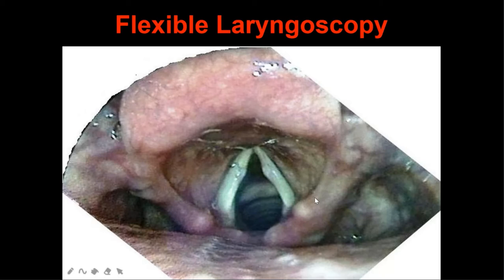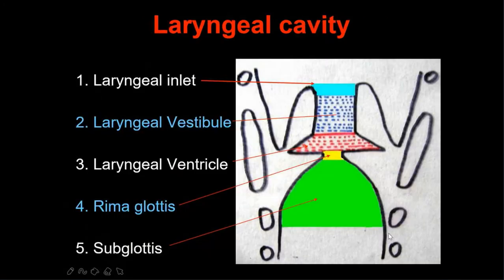So these are the aryepiglottic folds. This is the arytenoid cartilage, interarytenoid area, posterior pharyngeal wall. This is the epiglottis, posterior surface or laryngeal surface. This is the space anterior to the epiglottis, that is the vallecula. On either side of these aryepiglottic folds, there is a cup-shaped depression. This is the piriform fossa, left and right piriform fossa, lateral to the aryepiglottic fold.